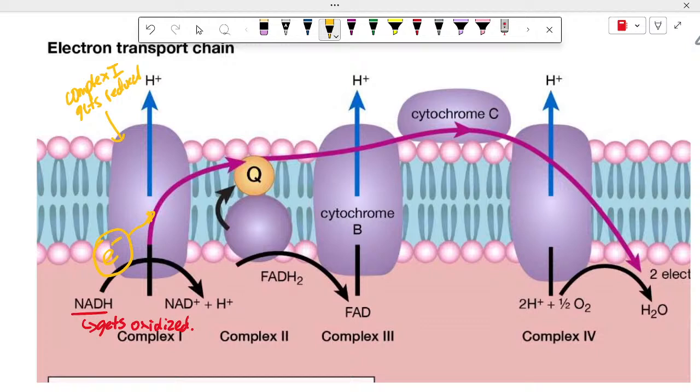Does that make sense? So it gets these electrons, and it's going to give them away. If you look here, it's going to give them to this molecule Q, which is called quinone. But before it gives them to quinone, it's going to use some of the energy. And it's going to use the energy to do what?